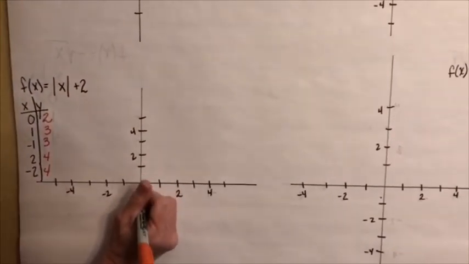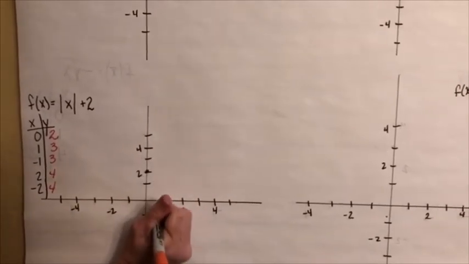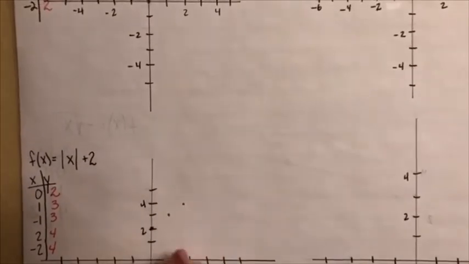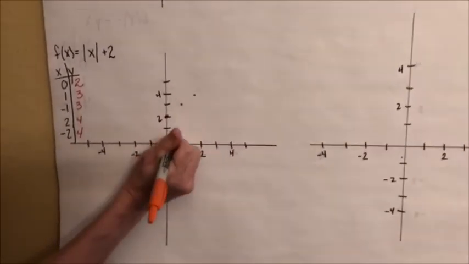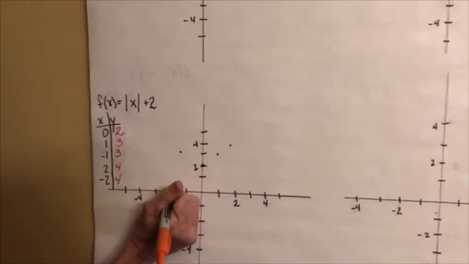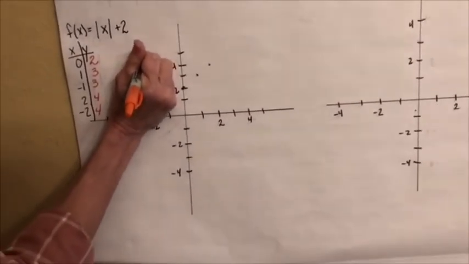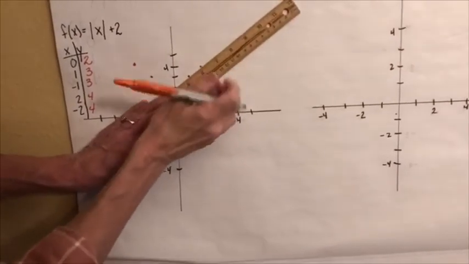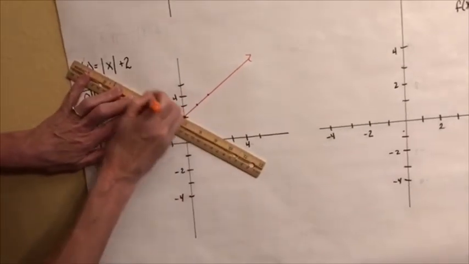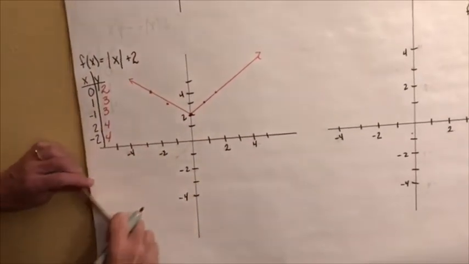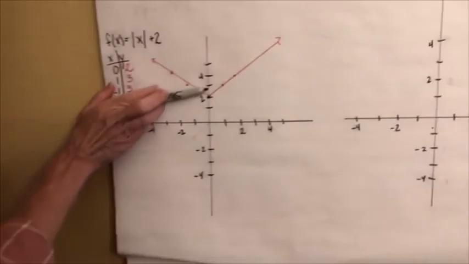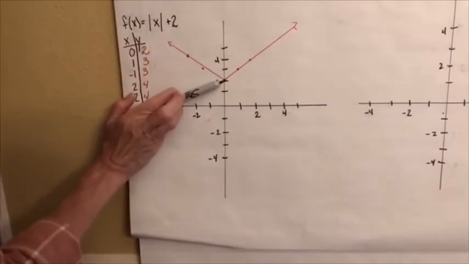So when x is 0, y is 2. When x is 1, y is 3. When x is 2, y is 4. And we're going to have, on the negative side, a 3, negative 2, 4. So we see that this is simply a shift on the y-axis. Okay, my dots are not perfect because I'm not on graph paper here. So we see that it's a shift up. Obviously, if this had been minus 2, it would have been a shift down.